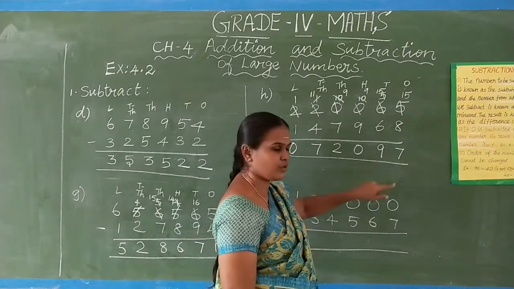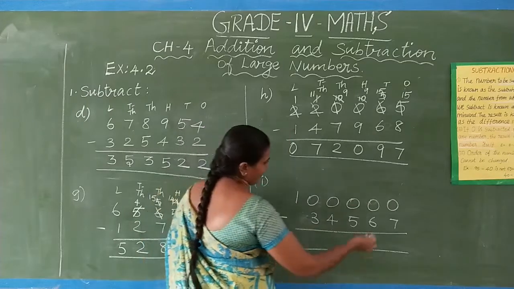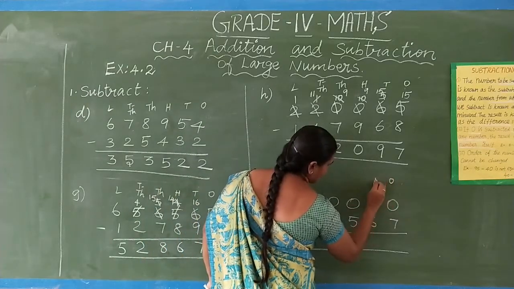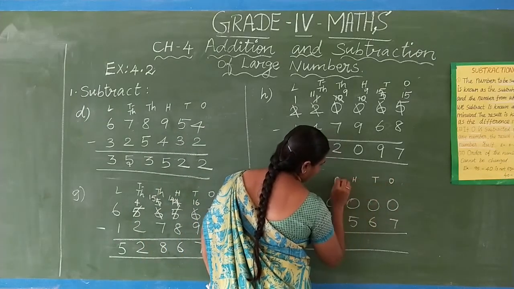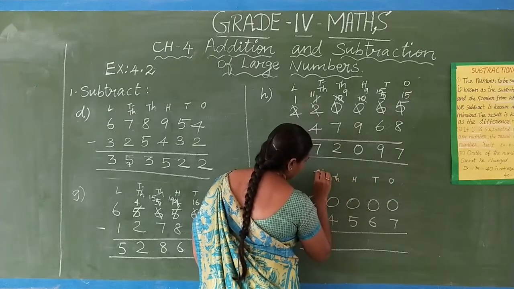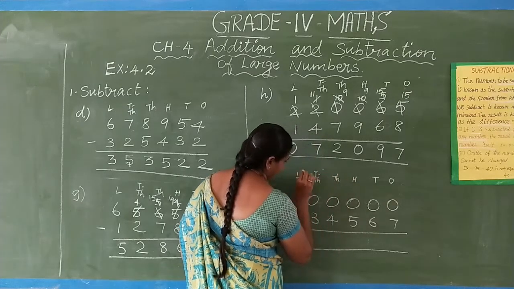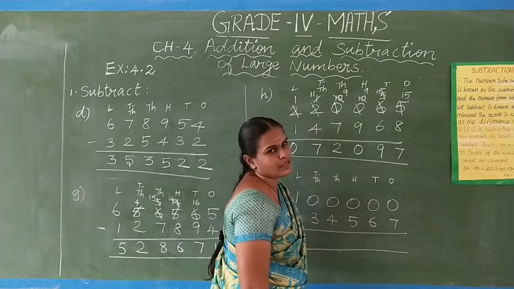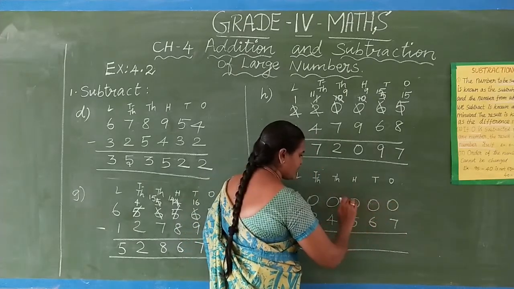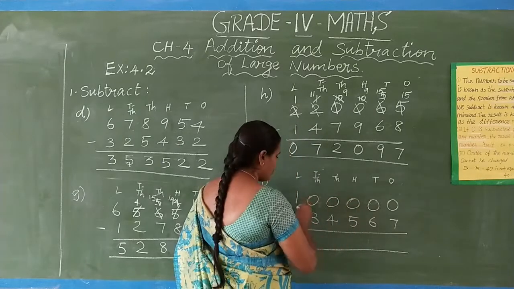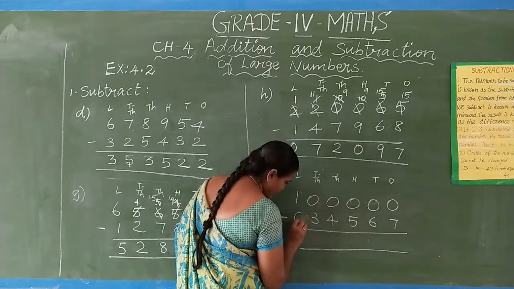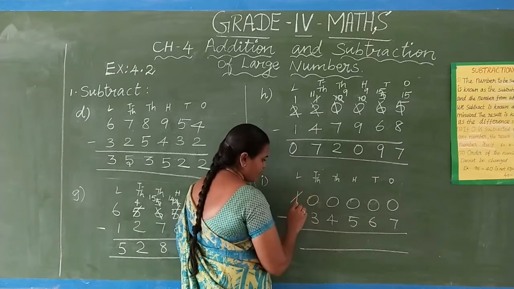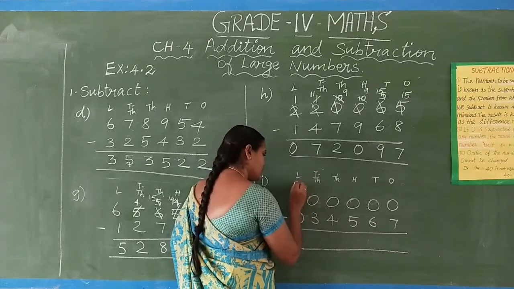72,097. Okay. This number, write the places. Ones, tens, hundreds, thousands, 10,000, lakhs. So 0 small number minus big number. So we have to borrow. So every number we have the 0, 0, 0. So now we borrow. Here no number means write 0. So borrow. We reduce to 1 means 1 minus 1, 0.